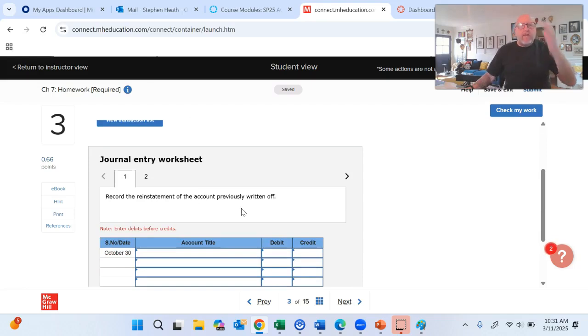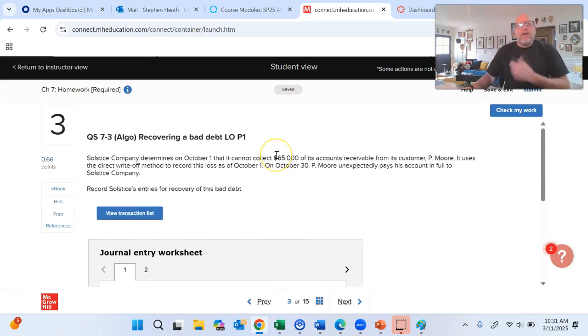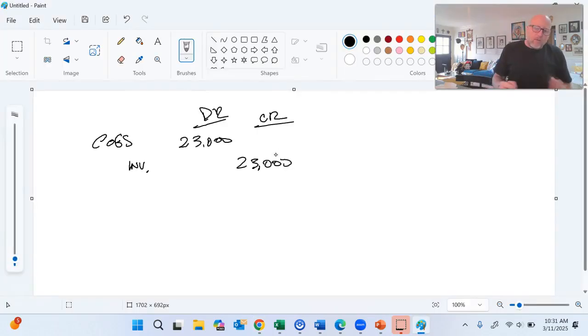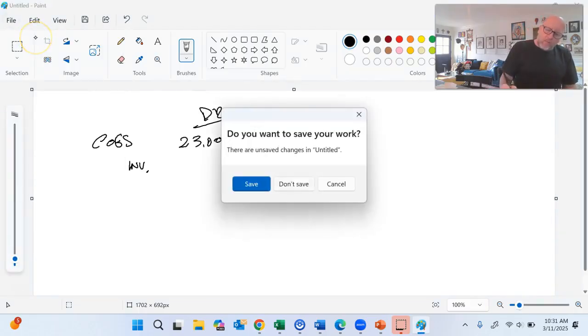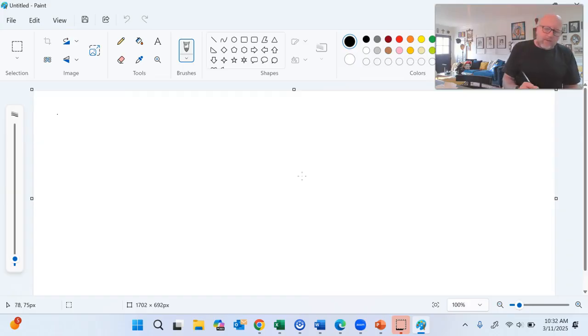Here's the deal. I think I want to do the first journal entry, the write-off. It's not part of the question, but I just want to show us what the original write-off looks like, because if I understand what the original write-off looks like, I think it's just easier to do the recovery. Okay. So if I'm using the direct write-off method and I just wrote off a customer for 65,000, it's going to be bad debt expense 65,000. And then it would be accounts receivable, I think it was Moore, 65,000.